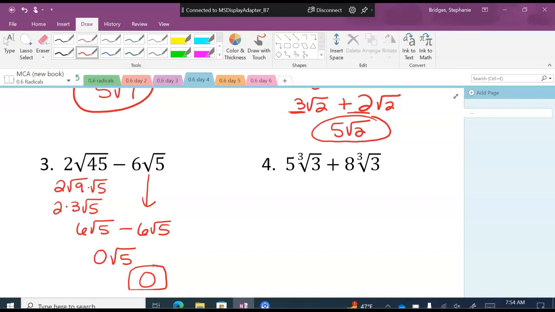What about 4? Is that one ready to go? Yeah, I both have their cube roots of 3. Those cannot simplify, so I am just going to take and add the coefficients. What is 8 plus 5?